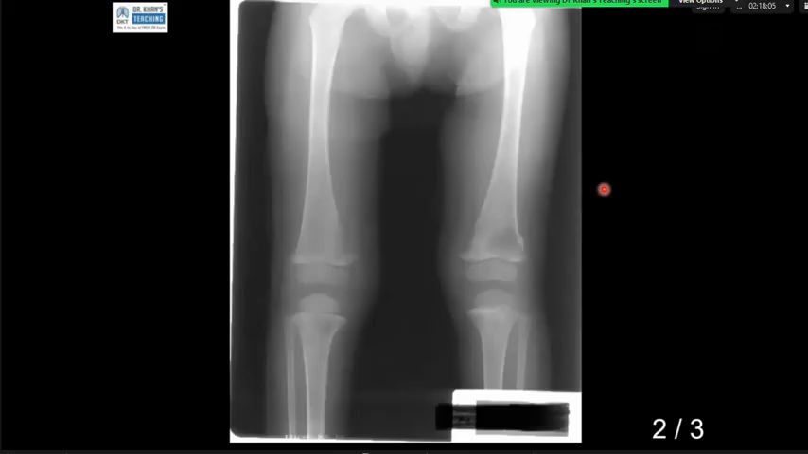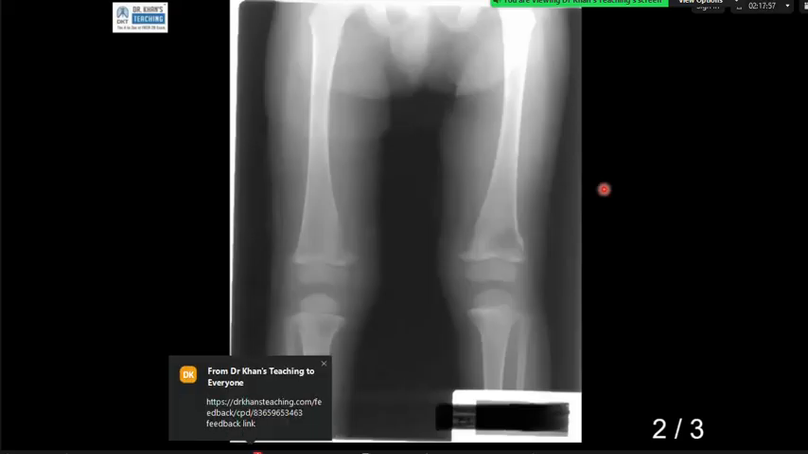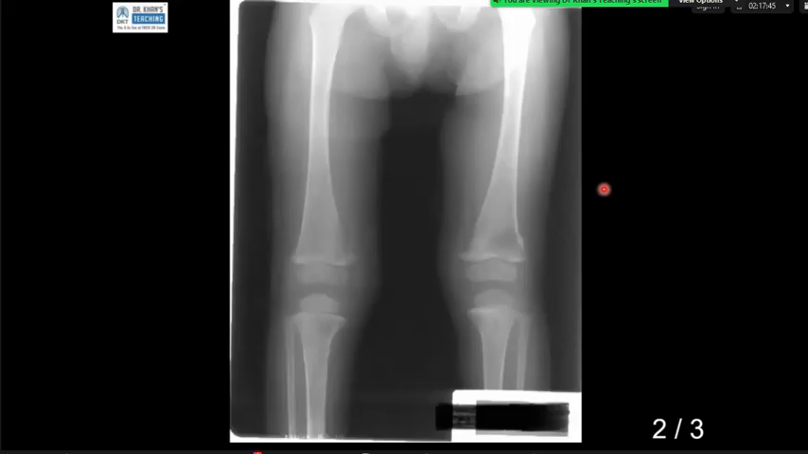Yes, in this radiograph of both knees, I can see enlargement of the distal metaphysis of both knees, also associated with sclerotic bands in the distal metaphysis of both femur bones. Also, I can see sclerotic bands in the proximal metaphysis of both tibial bones. What is your differential for all of this?